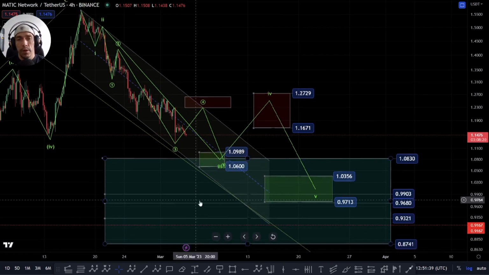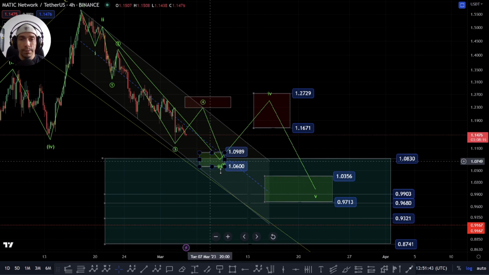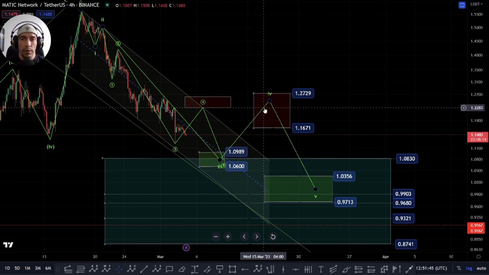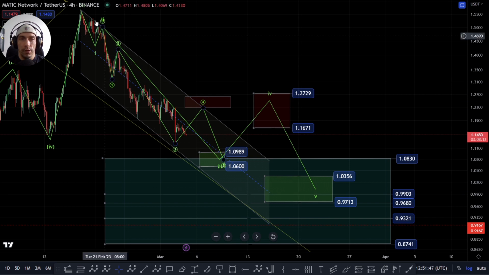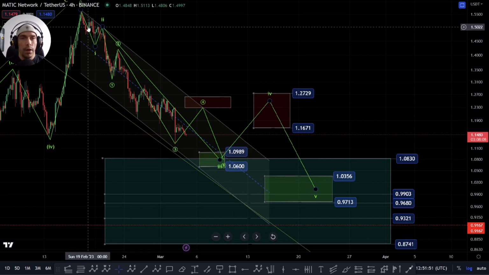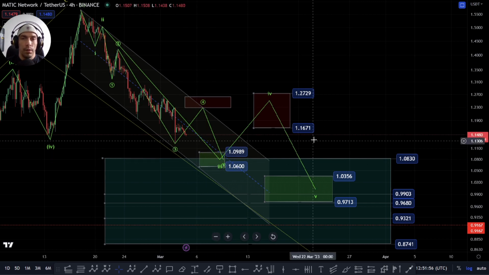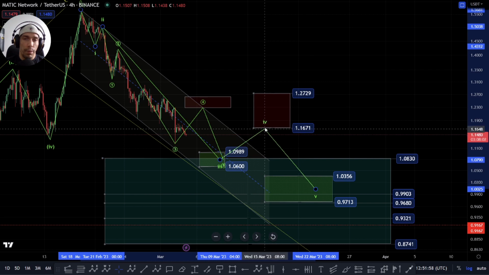So, if we do break down into this range, we could look for this continuation down here to this area, and then we'd be looking for this additional fourth and a fifth potentially. This becomes a 1, 2, 3, 4, and a 5 down here. Obviously, if this is the case and we do get this extension down here, this fourth wave might not have the power to get right up to this 50% zone.